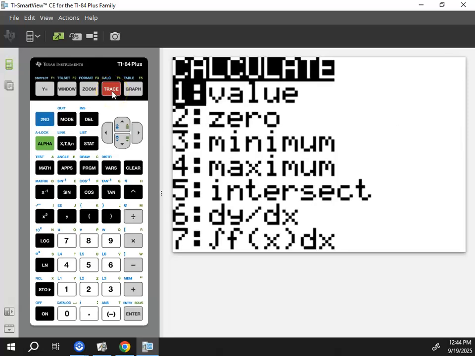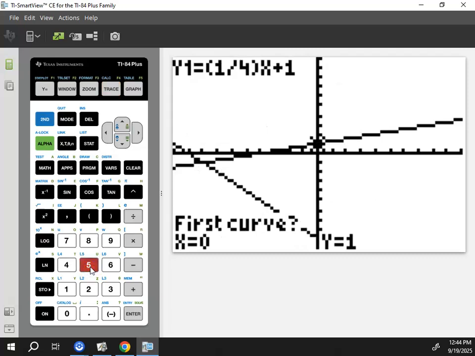And then we get this. Then what do we want? Intersect. 5. Okay, now get here and just pause for a second. Does everybody have something that says first curve with a question mark? Yes.